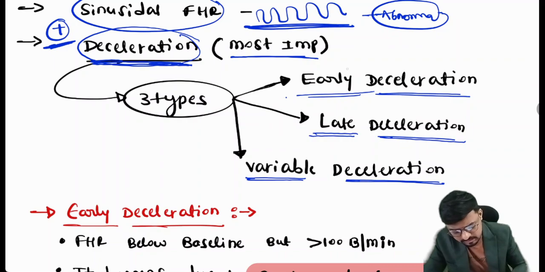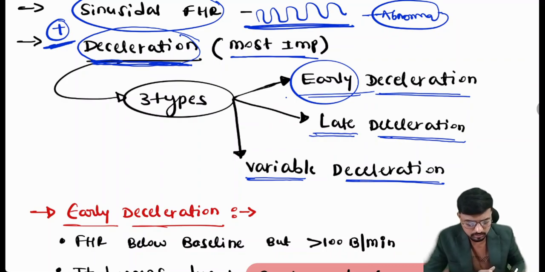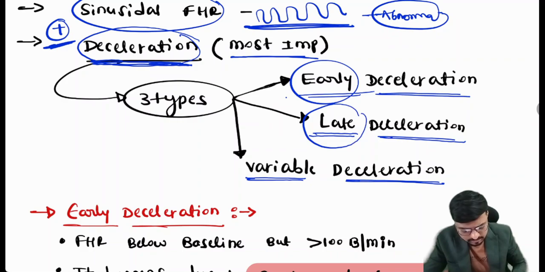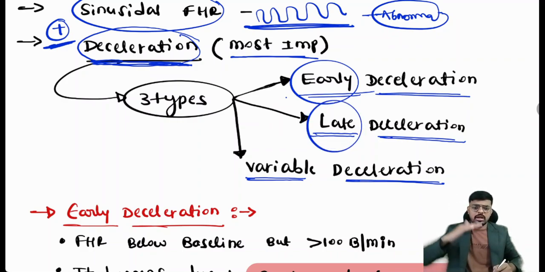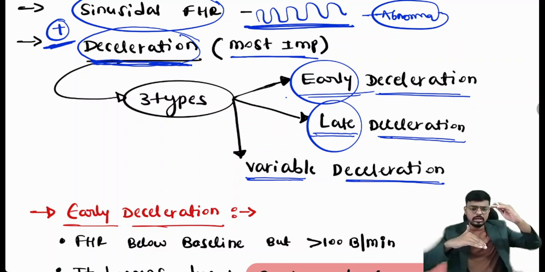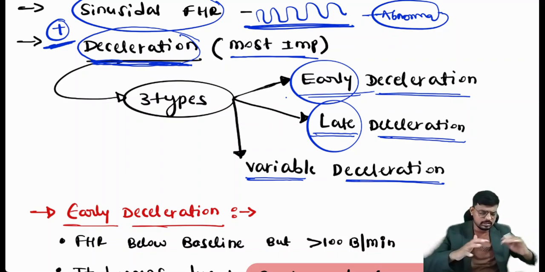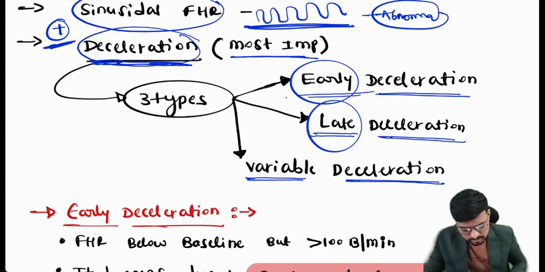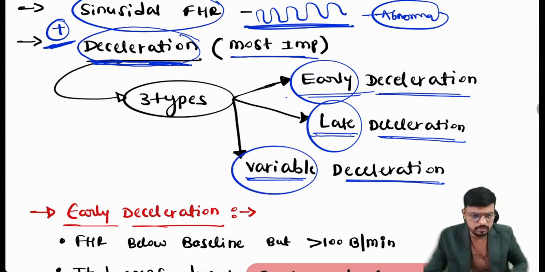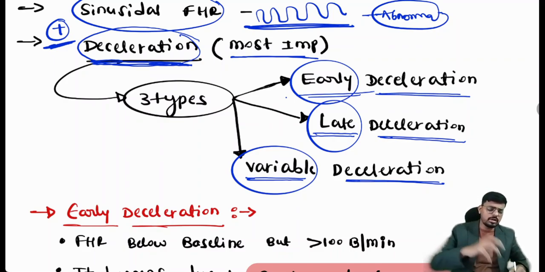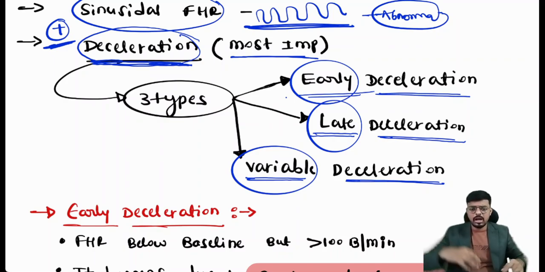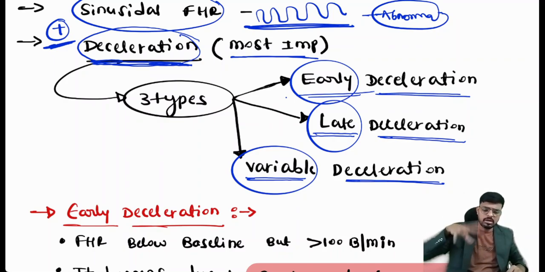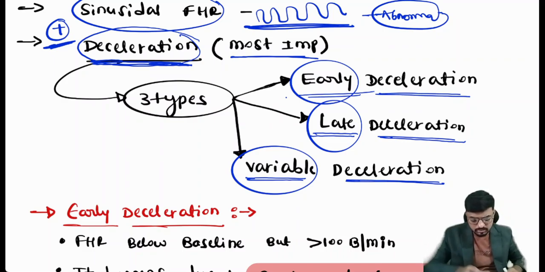The word itself gives the meaning: early means it is uniform and coordinated with the uterine contraction. Late deceleration means that after the uterine contraction happens, lately there will be a decrease in the fetal heart rate. I will discuss it briefly with image based questions, which will make it very clear to you. Then the variable deceleration is not associated with the uterine contraction. The uterine contraction is happening here, and there may be a sudden fall in the fetal heart rate, so the variable deceleration is not associated with the uterine contraction.